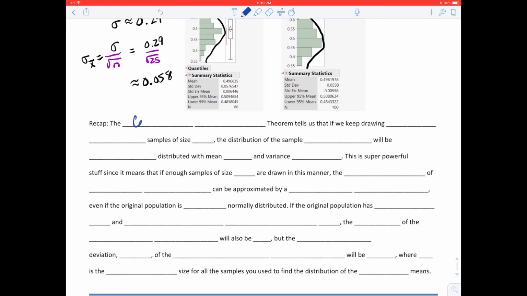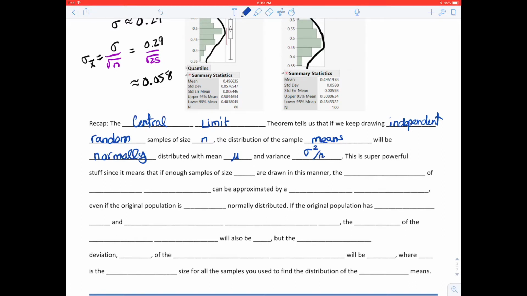The central limit theorem tells us that if we keep drawing independent random samples of size n, the distribution of the sample means will be normally distributed with mean mu and variance sigma squared over n.